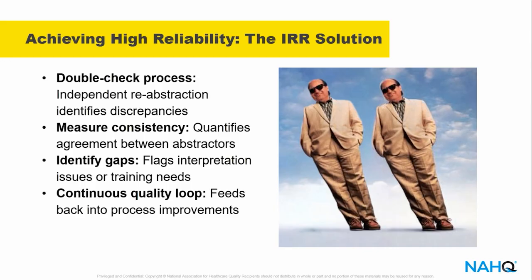Over time, IRR creates a continuous improvement loop. Abstractors complete their work, the second review highlights mismatches, reconciliation brings us to a single standard, and then those lessons are fed back into our decision aids and training plans. This cycle, when repeated, can steadily reduce variation and reinforce consistency. And that's what high reliability really looks like, turning a vulnerable process into one that produces credible, dependable results.